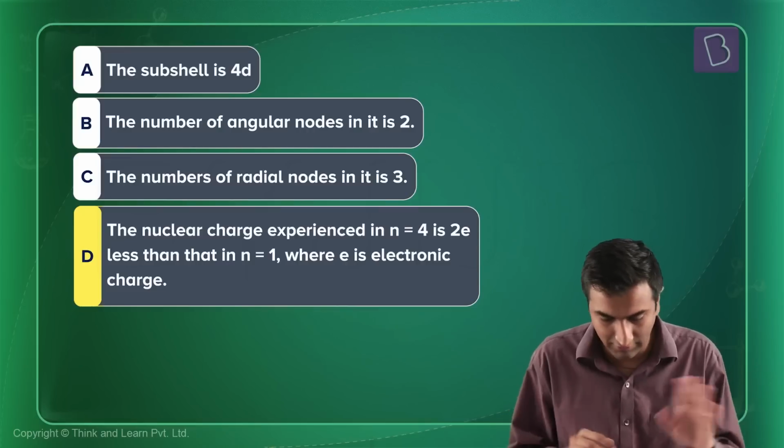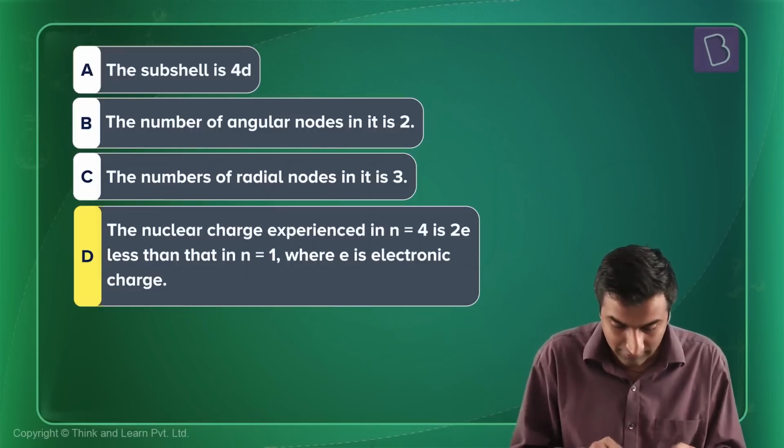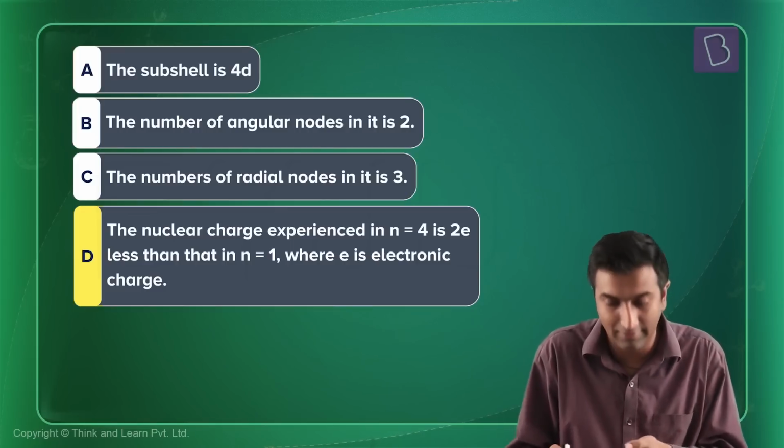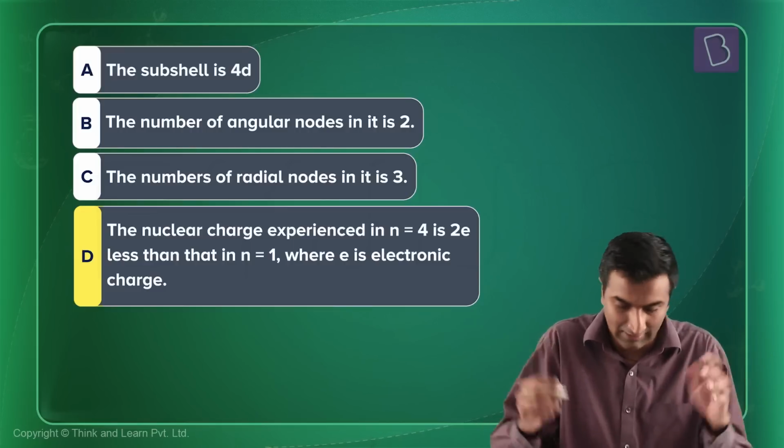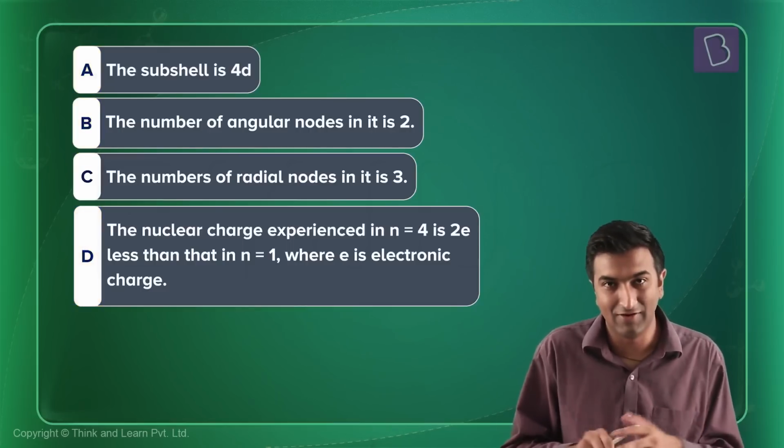And nuclear charge, yeah, we can ignore that one. This doesn't make sense. There's no screening happening, so there's no way there can be 2 electrons less, because there's just 1 electron there in the first place. So this one's not correct. A and B are correct, and those are your answers.